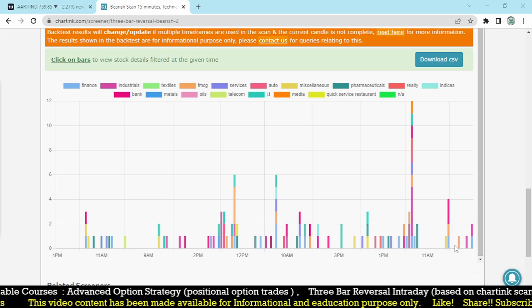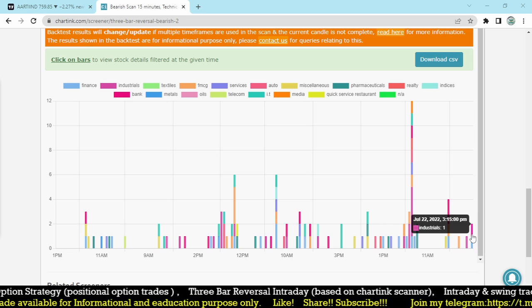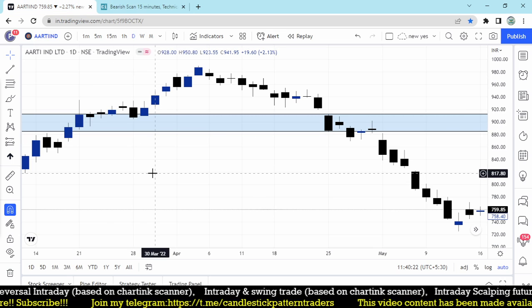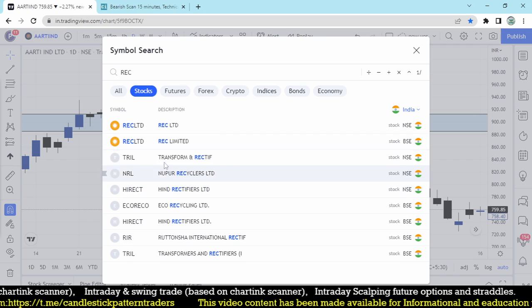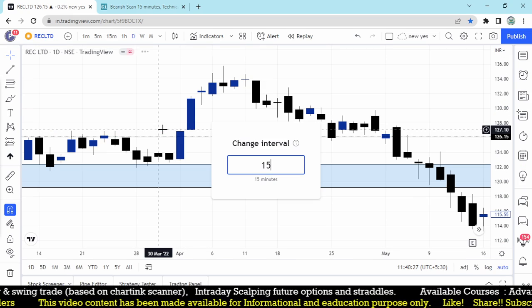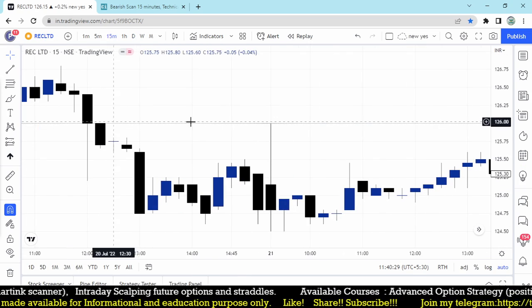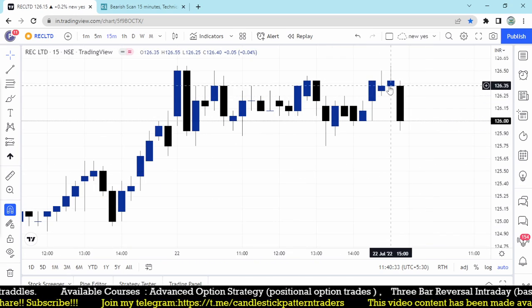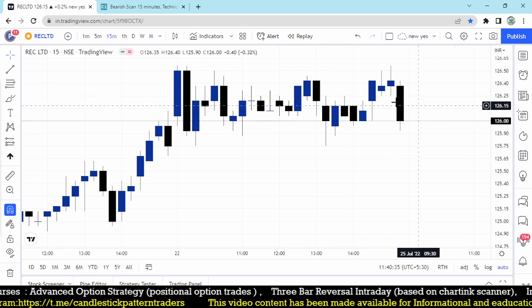We have some stocks, and at the end of the day also we got some stocks at 3:15. That was REC. Let's check REC at 3:15, but it is not for intraday because we use the intraday time frame. Yes, it is another 3-bar reversal happening at the end of the day, so we are not going to focus on it.